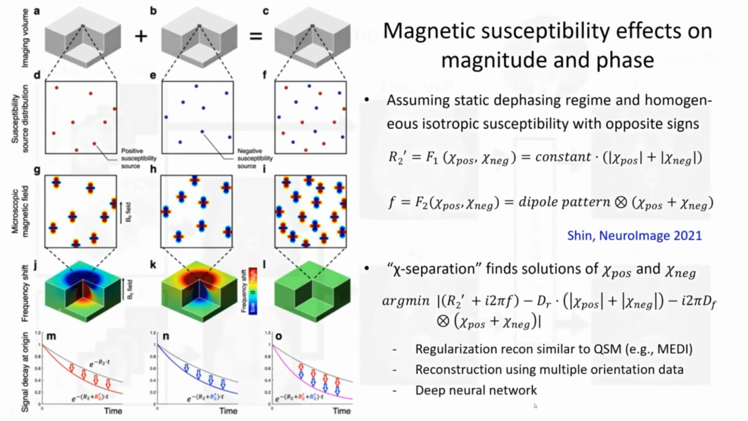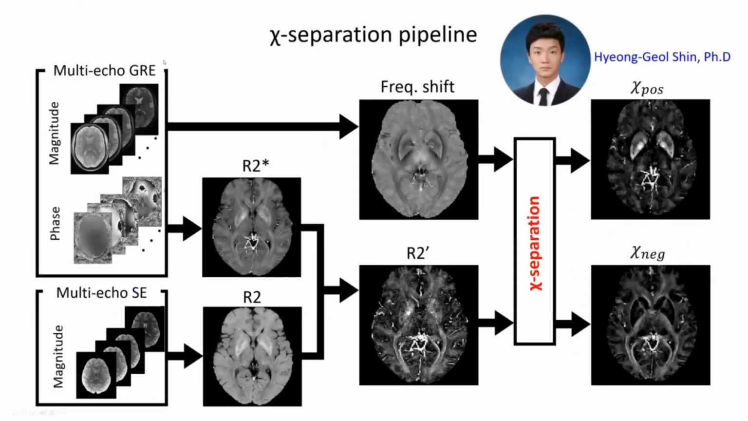If I can show you the overall pipeline of this chi separation, we need to acquire two different data sets. The first one is multi-echo gradient echo, so that you can have this R2 star map as well as the frequency shift map. And the other one we need is this multi-echo spin echo data for the R2, so that you can generate this R2 prime.